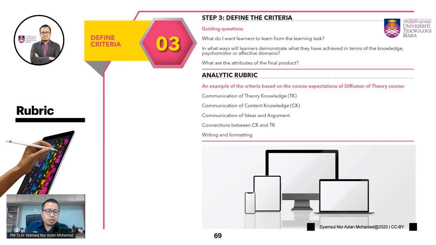And by having step 1 and step 2, we go deeper and deeper to understand what the criteria are. So we need to define the criteria. I think the most difficult part is to define the best criteria that we should use, because of the guiding questions mentioned here. What do I want the learner to learn from the learning task, in what ways will the learner demonstrate what they have achieved in terms of knowledge, psychomotor, or affective domain, and what are the attributes of the final product?